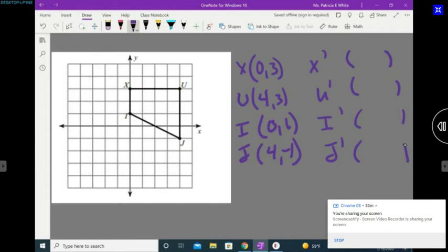Y goes first, opposite of X goes second. So X is 0, 3. What's my X prime? Y goes first, opposite of X goes second. What about 4, 3? Positive 3, -4. Good job.